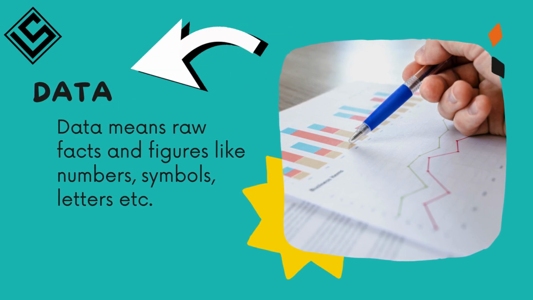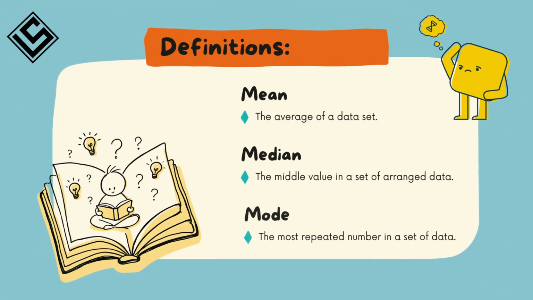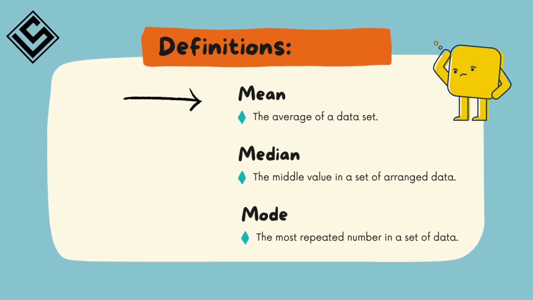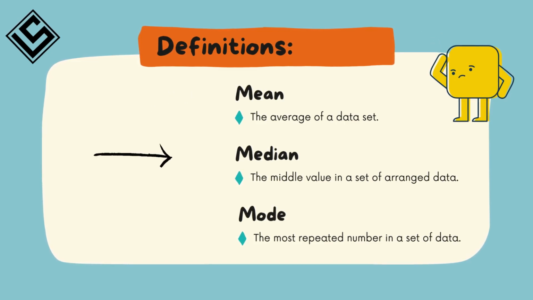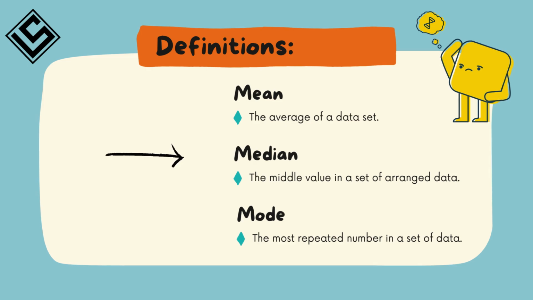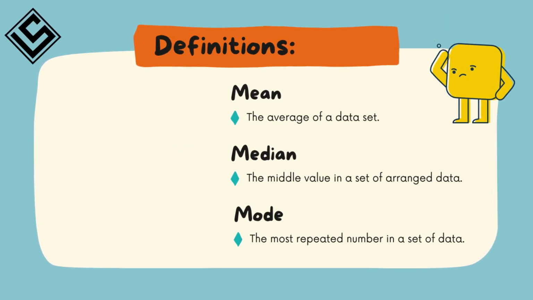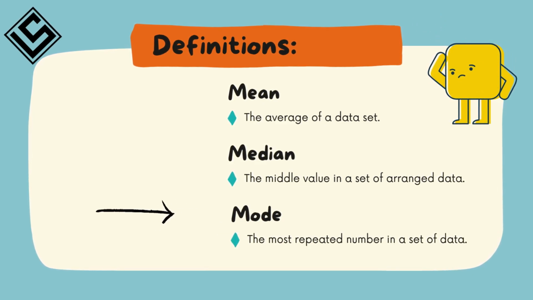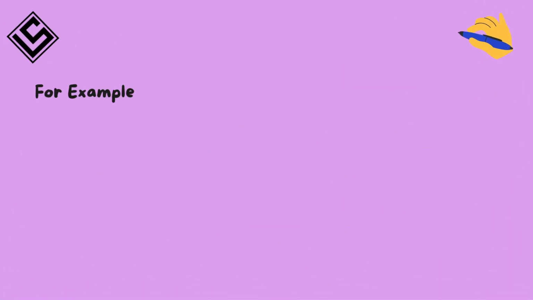Now that we understand statistics and data, let's move towards the three important measures of central tendency: mean, median, and mode. The first one is mean. Mean is simply the average of all the values in a dataset. The second one is median. Median is the middle value of a dataset after arranging the data in ascending or descending order. Finally, we have mode. Mode is the value that occurs most frequently, or the value that is repeated the most in a dataset.